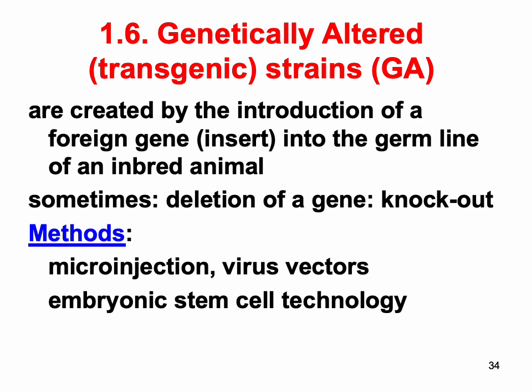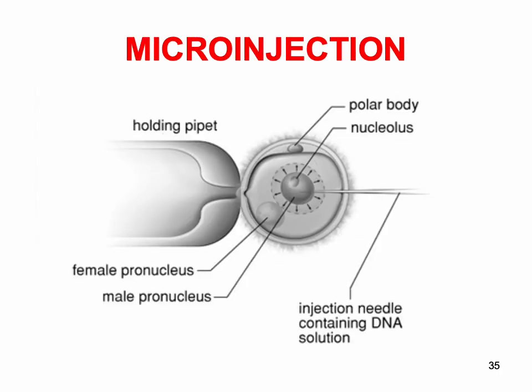The methods, and I concentrate on the introduction: microinjection, using virus vectors, or embryonic stem cell technology. Here you can see the microinjection with the holding pipette and the injection needle containing DNA solution, and you can see the fertilized egg with the polar body, nucleus, female and male pronucleus.